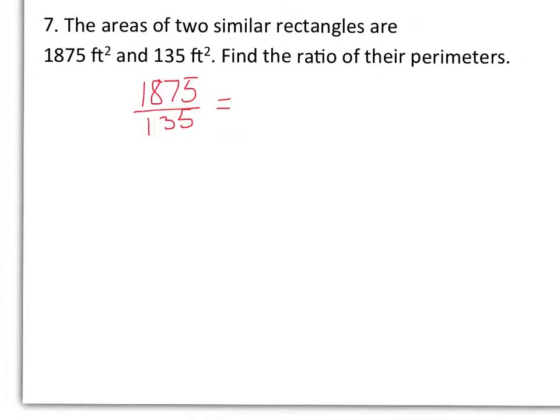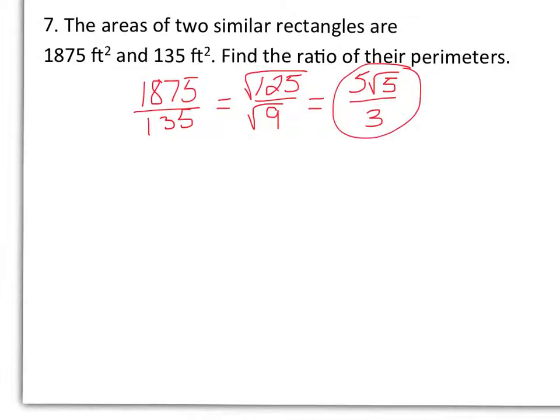This can be reduced to 125 to 9. So we first want to look to see if we can reduce our ratio. Then take the square root. So square root of 125 can be simplified as 5 square root 5, and then square root of 9 is 3. So we can leave our answer like this, or we can say that it is 5 square root 5 feet to 3 feet.